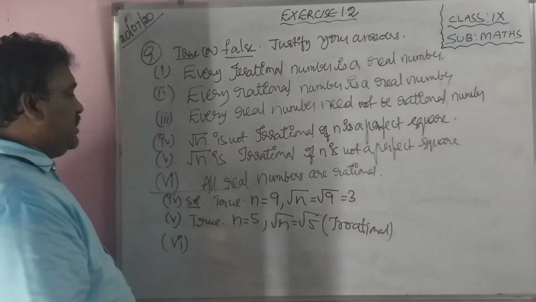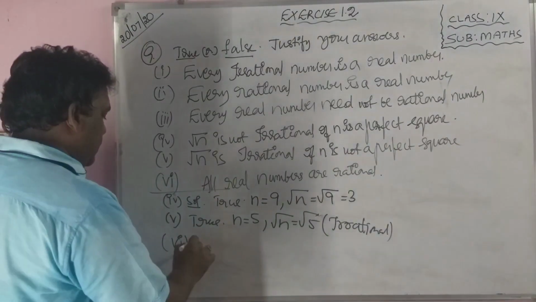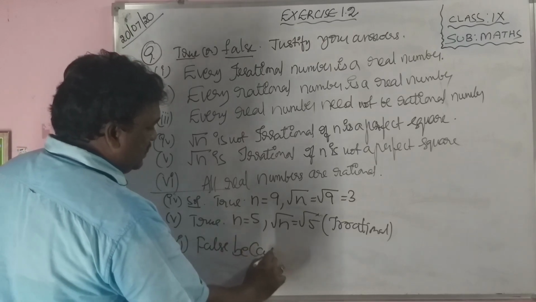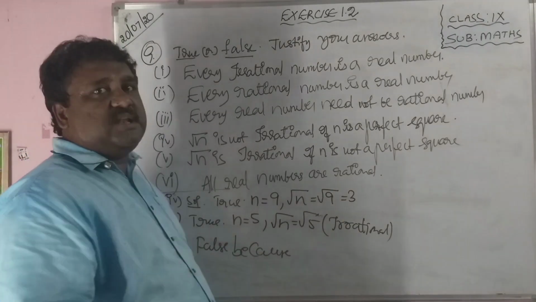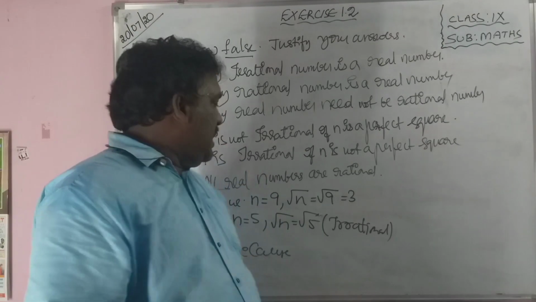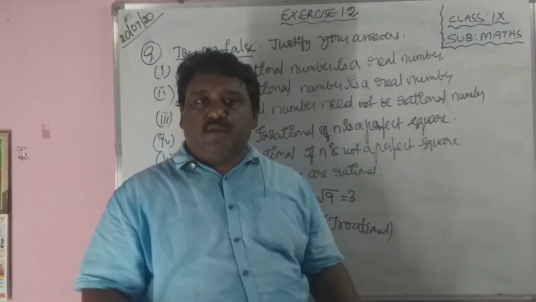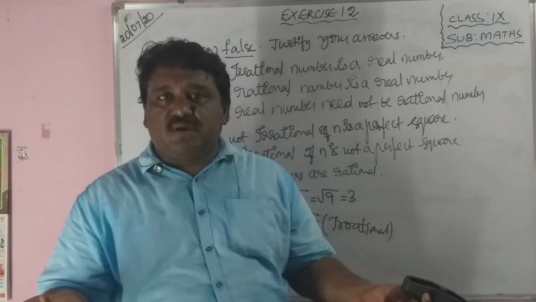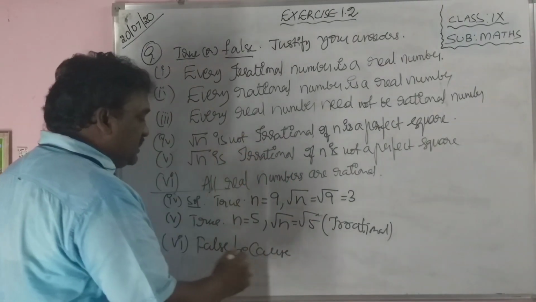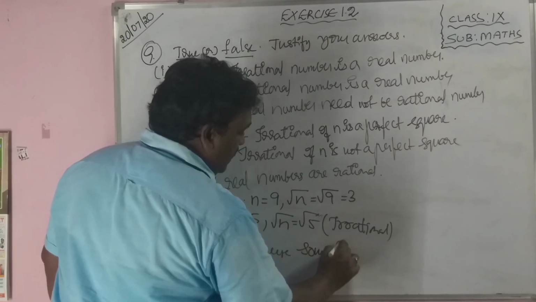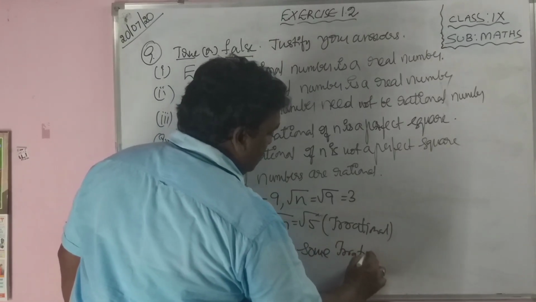Sixth one. What is the sixth one? All real numbers are rational. False. Because what is the answer? All real numbers are rational numbers is false because some irrational numbers are there.